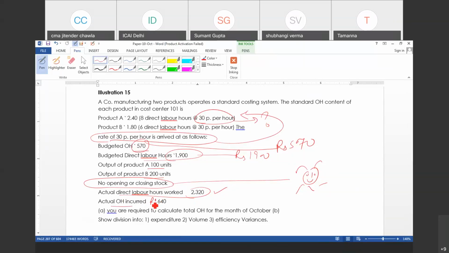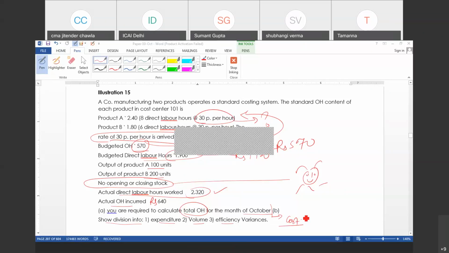आपसे उसने वो तीन चीजें बोली है अक्टूबर के महीने की निकालने की। यू आर रिक्वायर्ड टू कैलकुलेट टोटल ओवरहेड फॉर अक्टूबर, एंड बी में उसने बोला है कि वेरिएंस निकाल दो, एक्सपेंडिचर वॉल्यूम एफिशिएंसी वेरिएंस। अगर आप कॉस्ट पे निकाल दोगे वो लड़ेगा नहीं आपसे। क्या हम इस क्वेश्चन को अपने तरीके से करें?